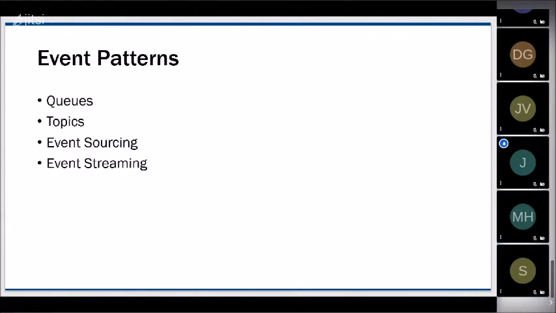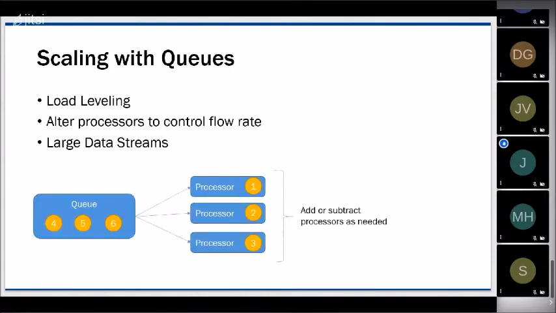And there's a couple of different event patterns. And we'll go through these more in depth in a minute. So we have queues, topics, event sourcing, and event streaming. The first two are commonly referred to as pub sub patterns, though I split them out because they're generally used for different purposes in design. And the first one I want to talk about is queues.